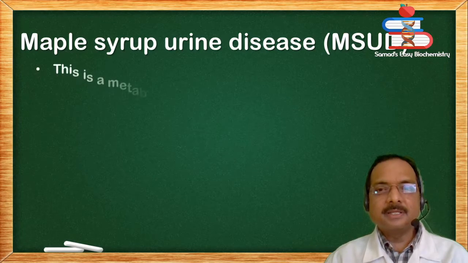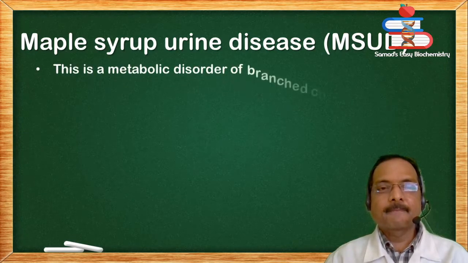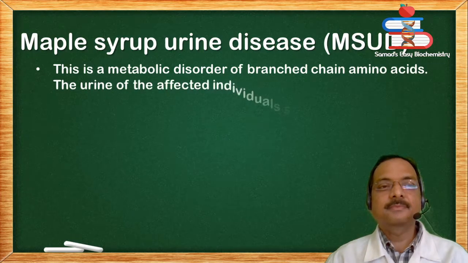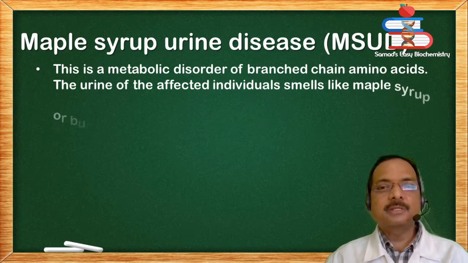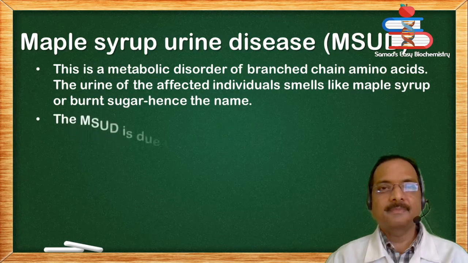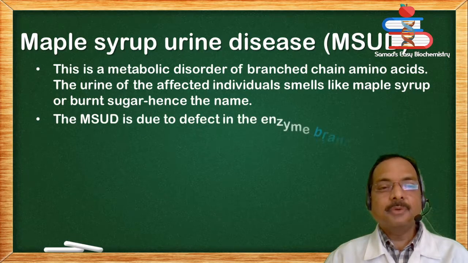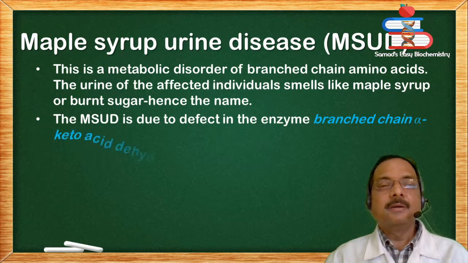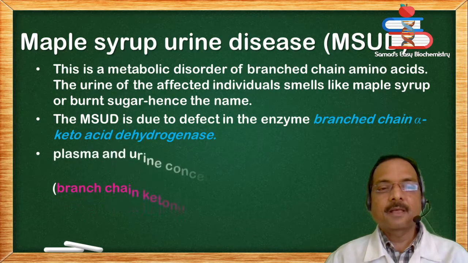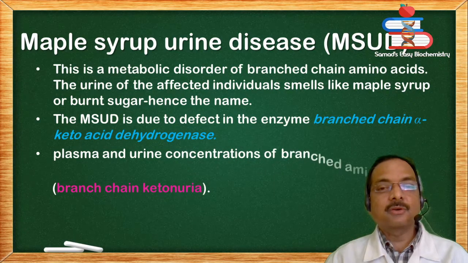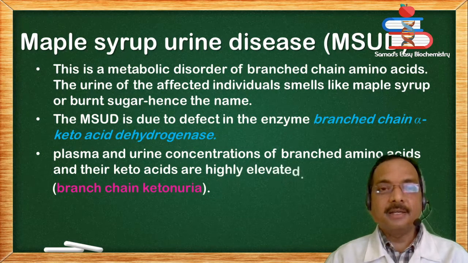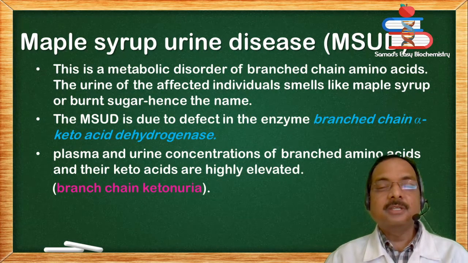Maple syrup urine disease or MSUD. This is a metabolic disorder of branched chain amino acids. The urine of the affected individual smells like maple syrup or burnt sugar, hence the name. The maple syrup urine disease is due to the defect in the enzyme branched chain alpha ketoacid dehydrogenase. Plasma and urine concentration of branched chain amino acids and their keto acids are highly elevated, branched chain ketonuria.